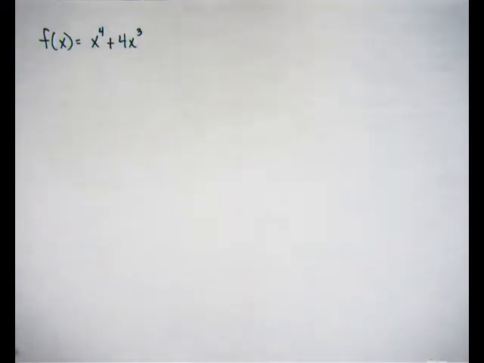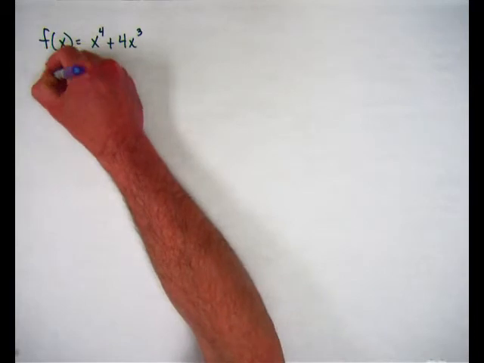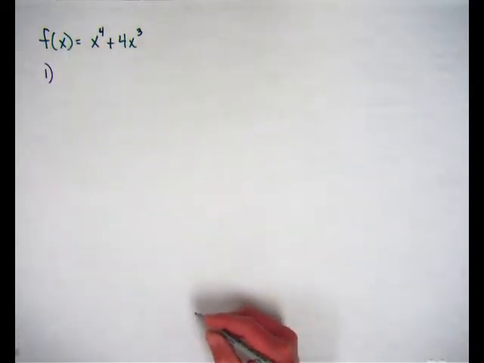For our first example, we're going to look at what's called a polynomial function. This is a degree 4 polynomial function, and ultimately the goal of this chapter is for you to draw a picture of this graph by analyzing its derivatives. So what we're going to do is follow the procedure that I just mentioned. So step one, we're going to analyze the first derivative.